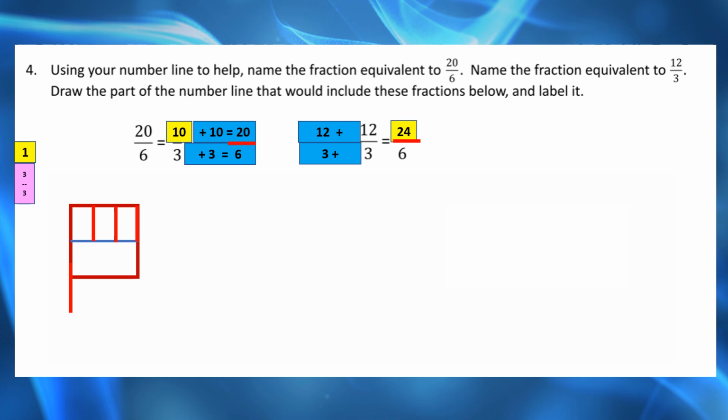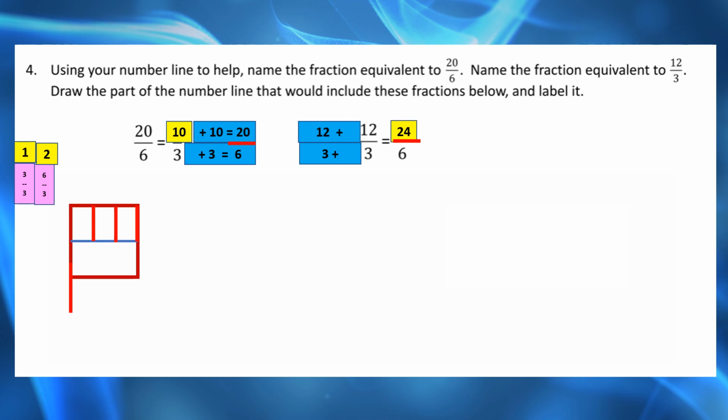Now, if I'm counting by thirds, what third would be 2 wholes? If you said 6/3, you're correct. 6 divided by 3 is 2, so that will be 2. That's still a little further from 10 than I wanted. Let me see if I can get a little closer to 10 using thirds.